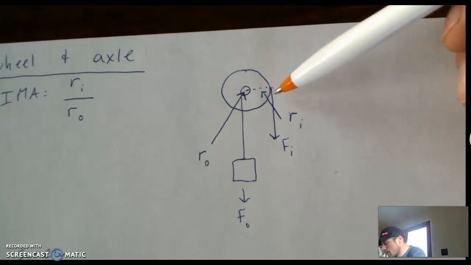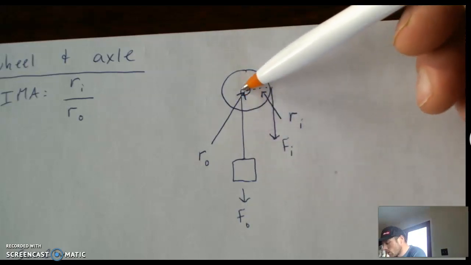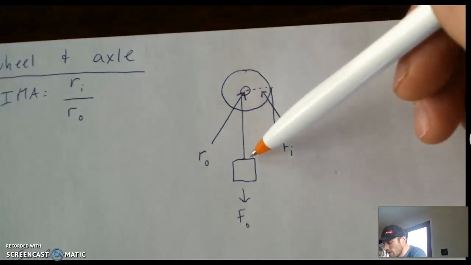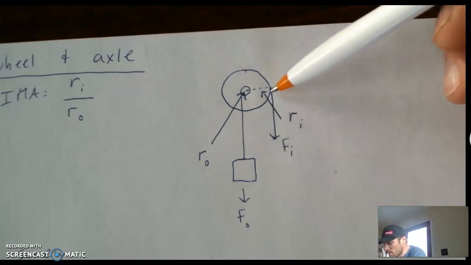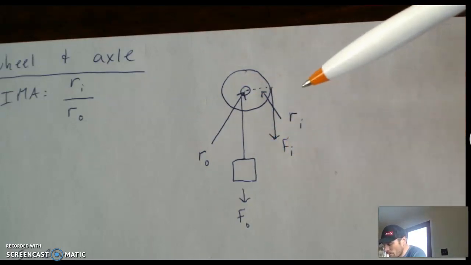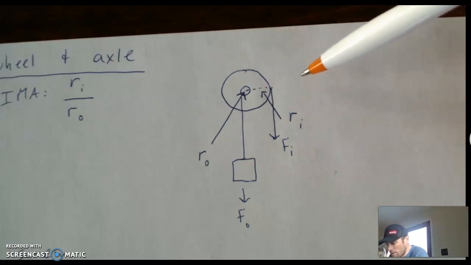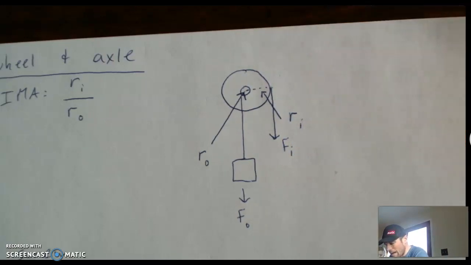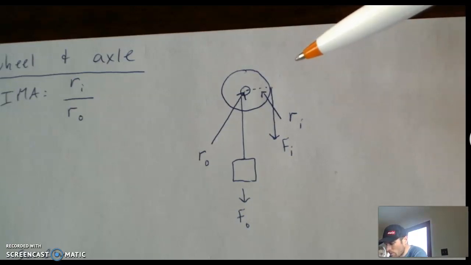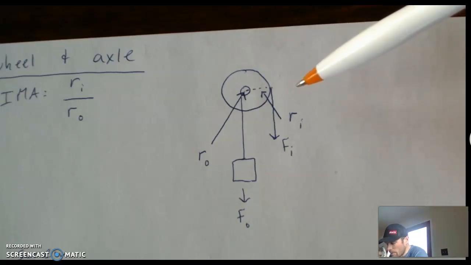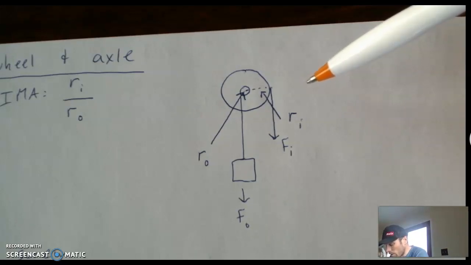But the load, as the cord wraps around the axle as it's lifted, doesn't move very far when compared to the distance that I have to go for the larger circle. And so when finding the ideal mechanical advantage for wheel and axle, we're doing the radius of the input wheel, so that's going to be the bigger wheel, divided by the radius of the output wheel, or the smaller wheel. And like I've said, for all of these, my input force and my output force ratio is going to be how we find the actual mechanical advantage.